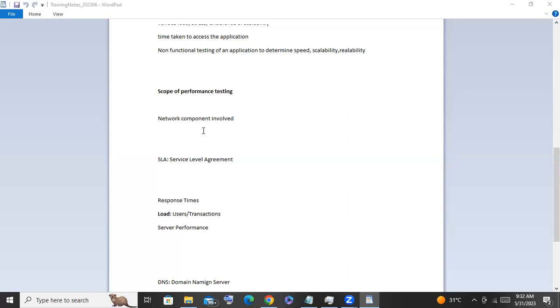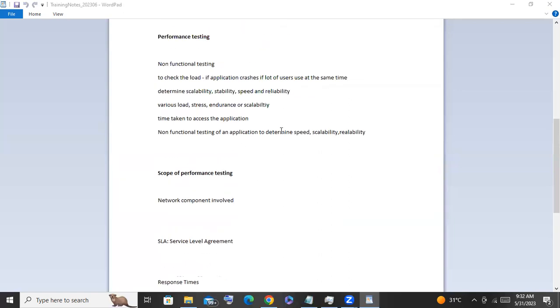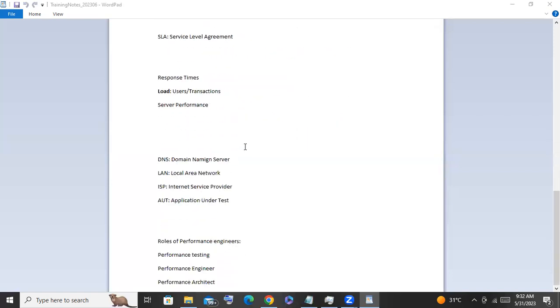All right. Now, going to recap from yesterday what we have done. We have tried to understand what performance testing is, what the scope of performance testing is. We've understood a few terms in performance testing: what load is, what server performance is, and some of these terms, DNS, LAN, ISP, AUT. We've also tried to understand the different roles of performance engineers. And this is where we stopped. So before I go ahead with the next session, do you guys have any questions?